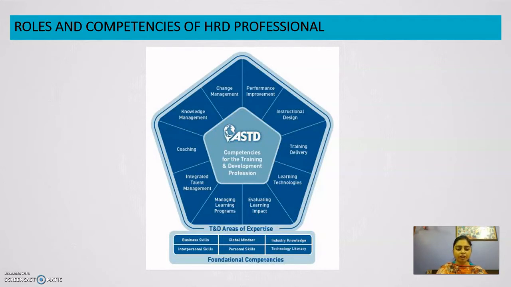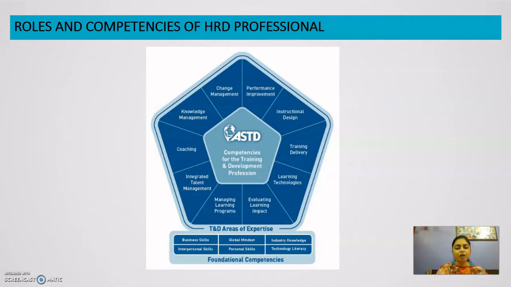Next is change management. Change management is applying a systematic process to shift individuals, teams, and organizations from their current state to desired states. With the help of this, they are able to establish sponsorship and ownership for change, build involvement, provide feedback, support the change intervention, manage consequences, evaluate change results, etc.